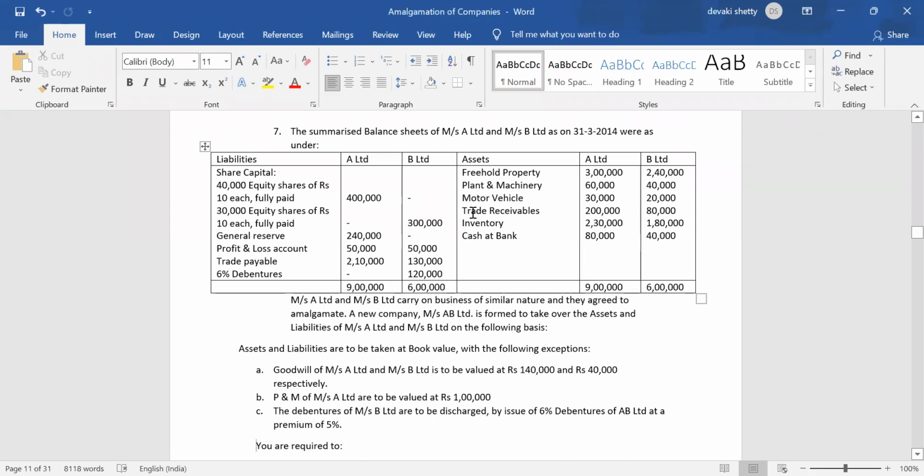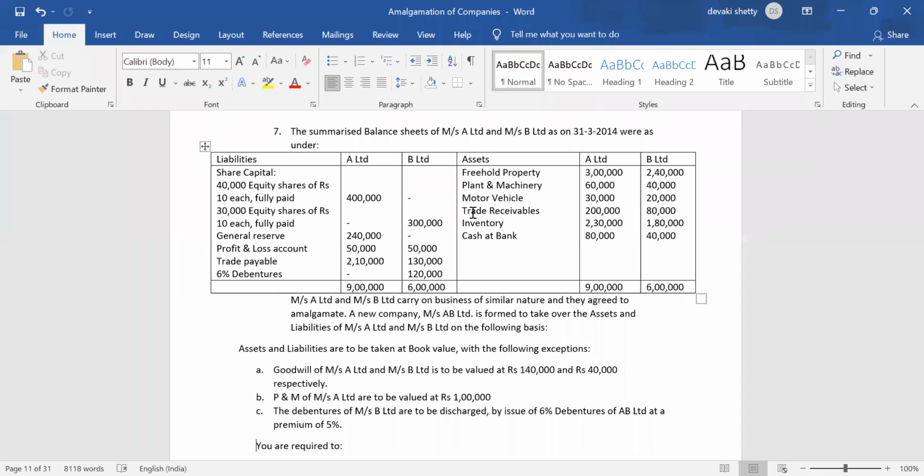Then general reserve in A Limited. Profit and loss account in A and B Limited, both 50,000 each. Trade payable, 6% debenture only in B Limited. Freehold property, plant and machinery, motor vehicle, trade receivable, inventory, cash at bank.